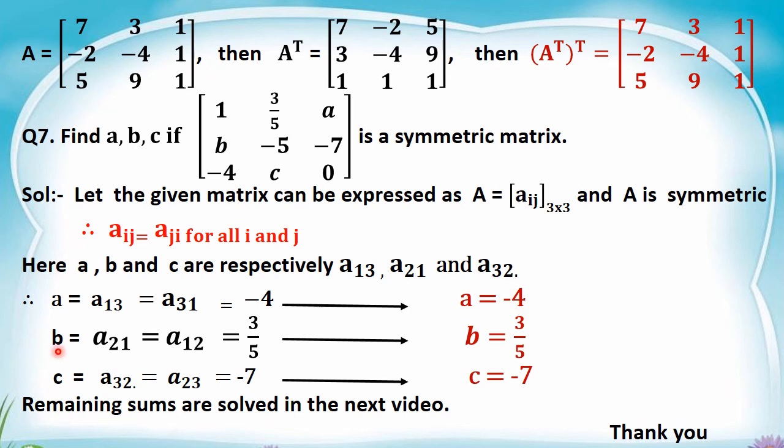Now, B is the element A2,1. But A2,1 is equal to A1,2. Just interchange the numbers. Let us see what is A1,2. A1,1, A1,2. A1,2 is 3 upon 5. So B is equal to 3 upon 5. And C is A3,2. But A3,2 is equal to A2,3. A2,1, A2,2, A2,3. A2,3 is what? Minus 7. So the value of C is equal to minus 7.